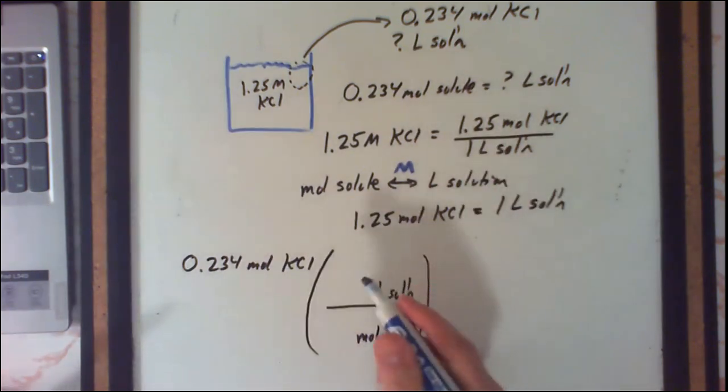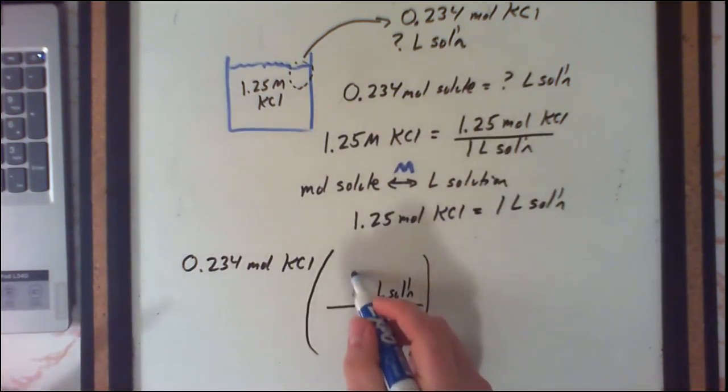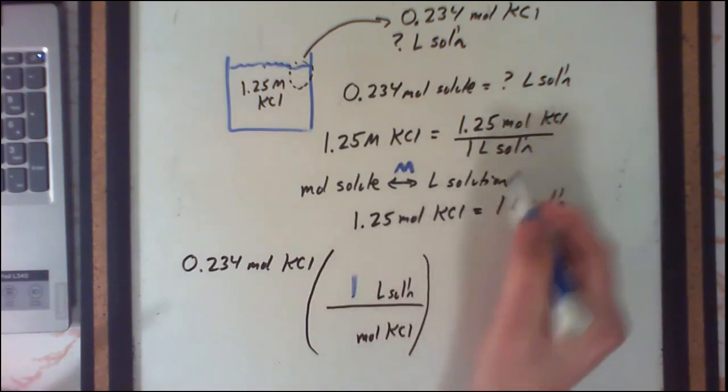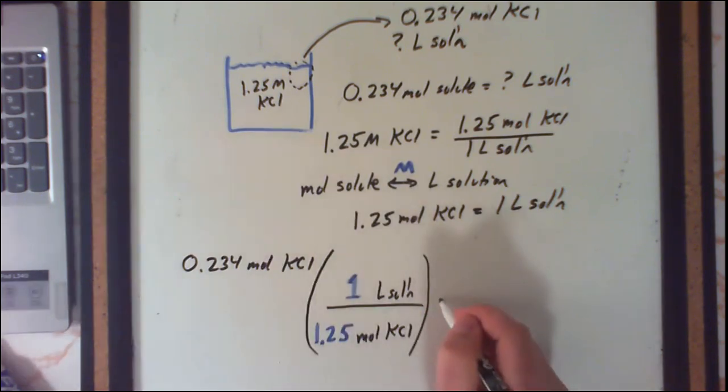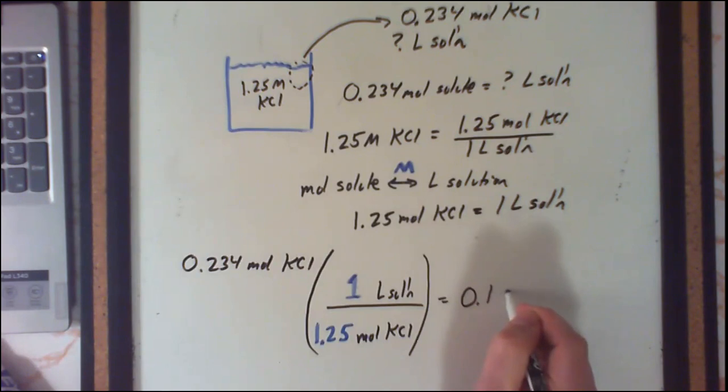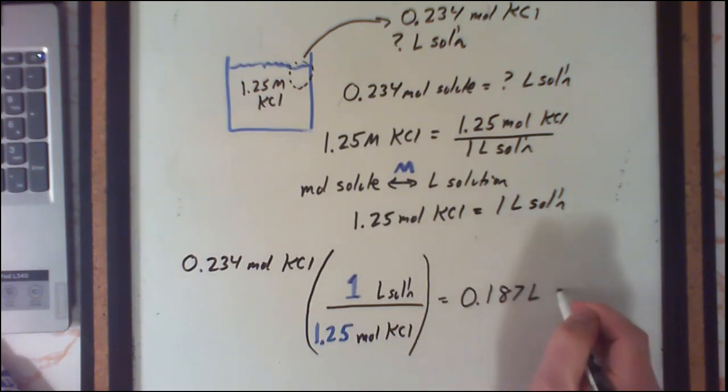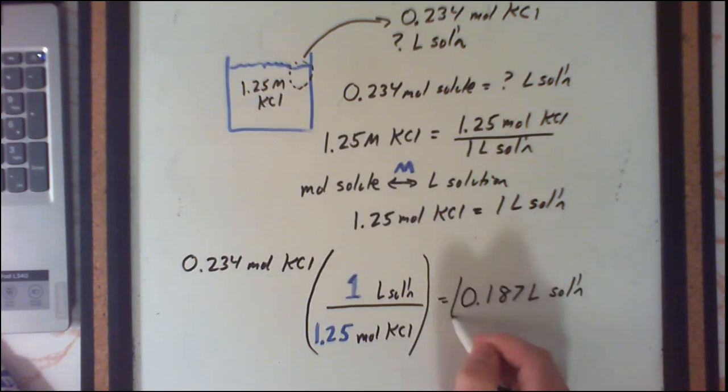So the molarity says that for every 1 liter of solution, we have 1.25 moles of KCl. So practically, to convert from moles of solute to liters of solution, I'm going to divide by the molarity. So 0.234 divided by 1.25 gives me a volume of 0.187 liters of this solution.